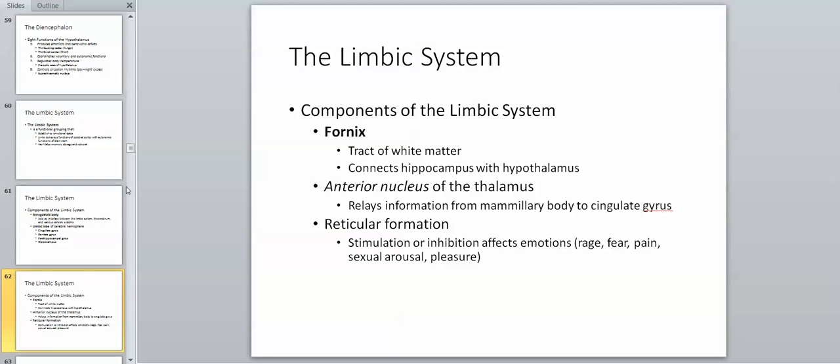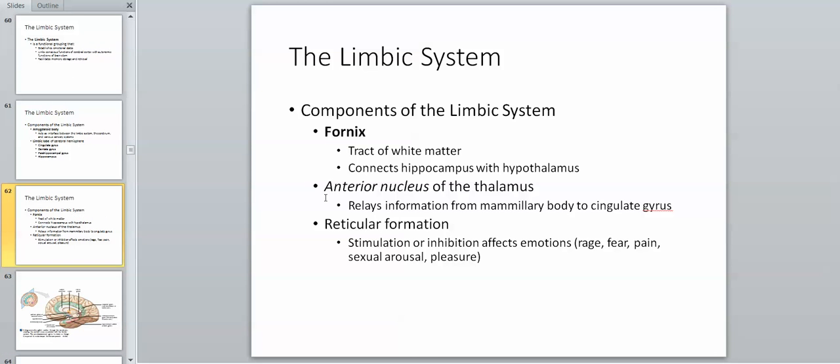All right, so there's another interesting area of the limbic system. One's called the fornix, and this is the white matter tract that's bringing information from the hippocampus to the hypothalamus and is an information exchange pathway for these two sections of the brain, and specifically with the mammillary bodies. So you also have the anterior nuclei of the thalamus on each side. These are also important. These will be relaying information from the mammillary body to the cingulate gyrus.